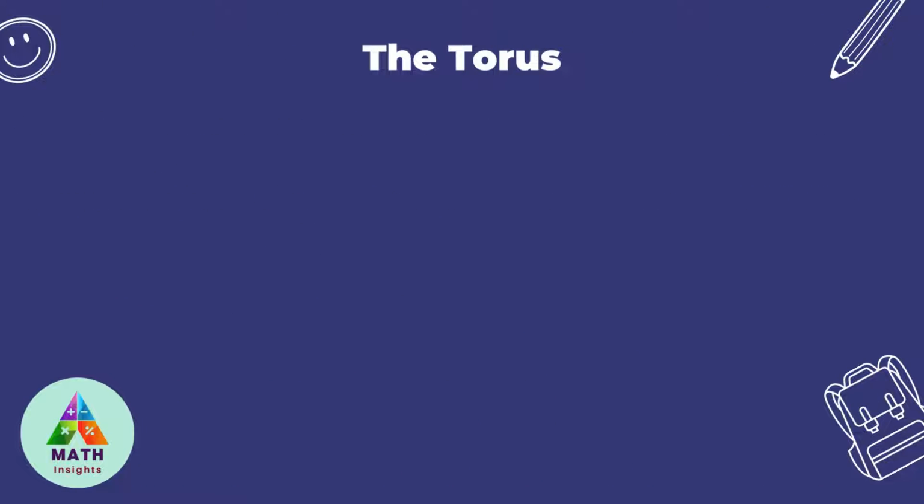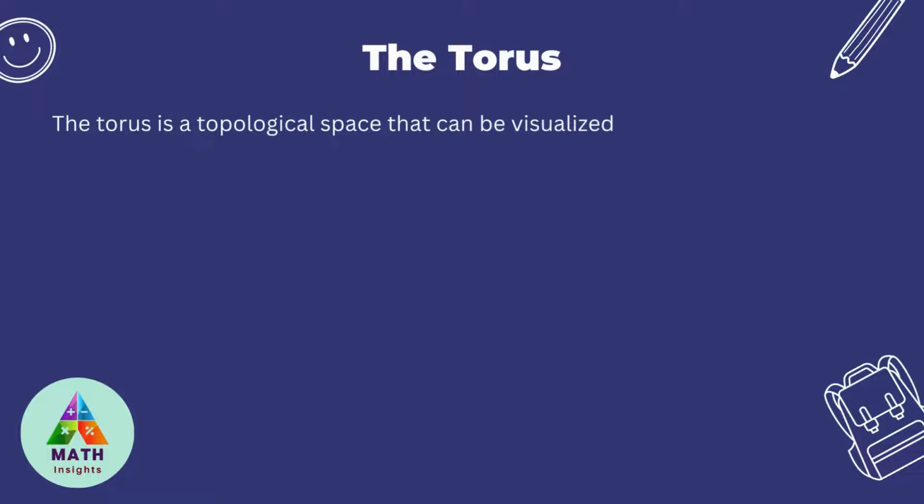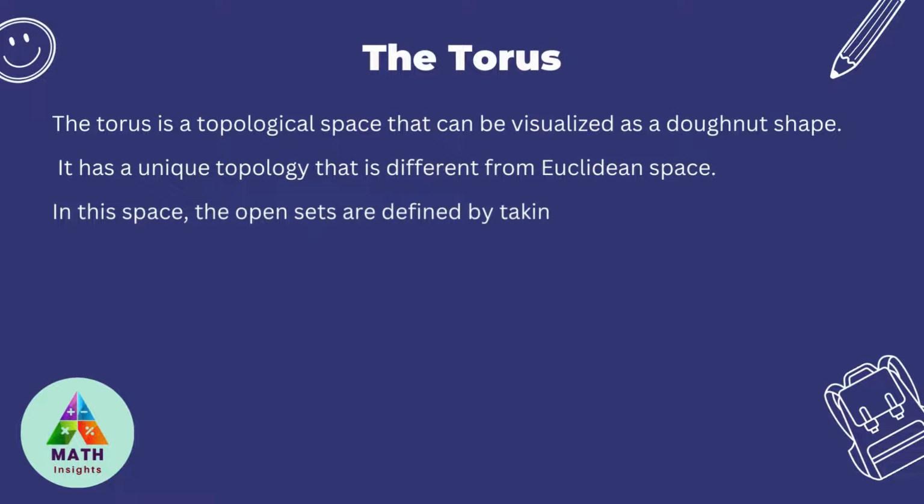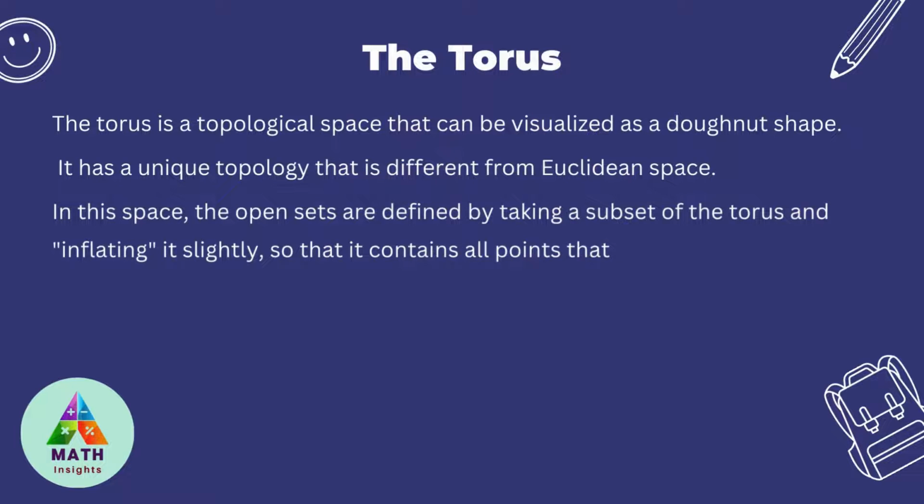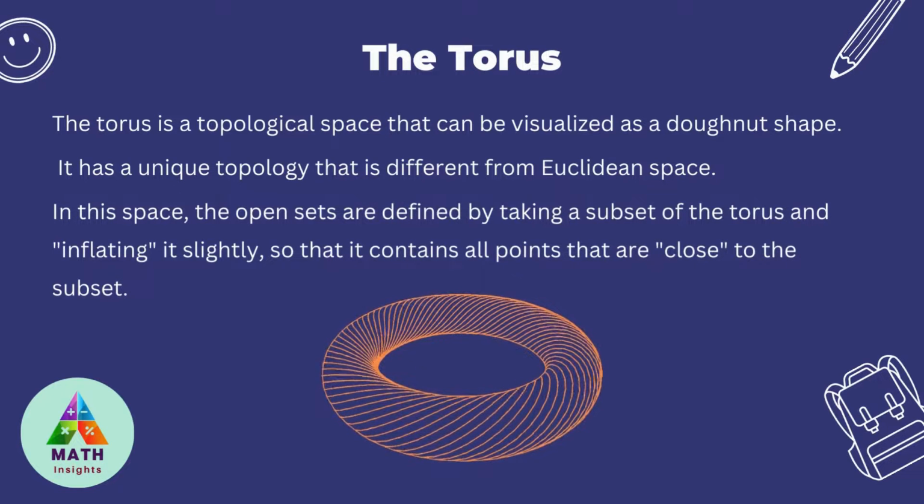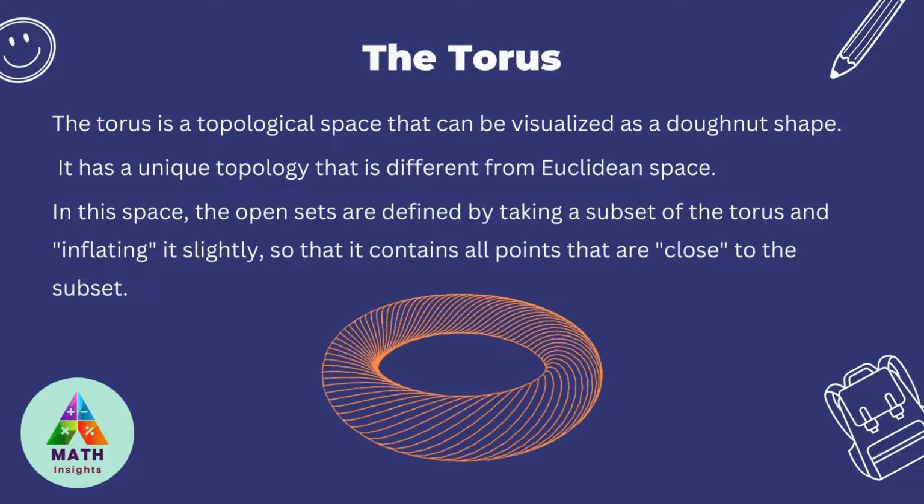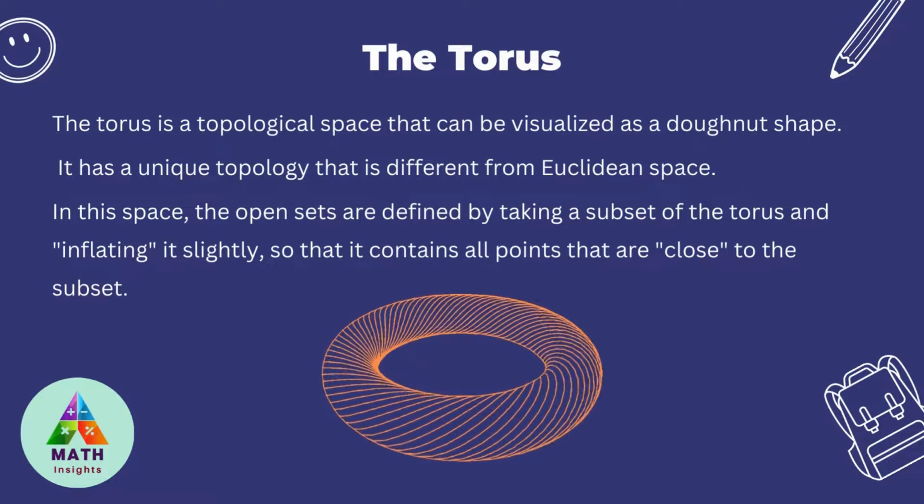Next example is the torus. The torus is a topological space that can be visualized as a donut shape. It has a unique topology that is different from Euclidean space. In this space, the open sets are defined by taking a subset of the torus and inflating it slightly so that it contains all points that are close to the subset. Look at the shape, which is the torus. It is a surface of revolution generated by revolving a circle in 3-dimensional space about an axis that is coplanar with the circle.